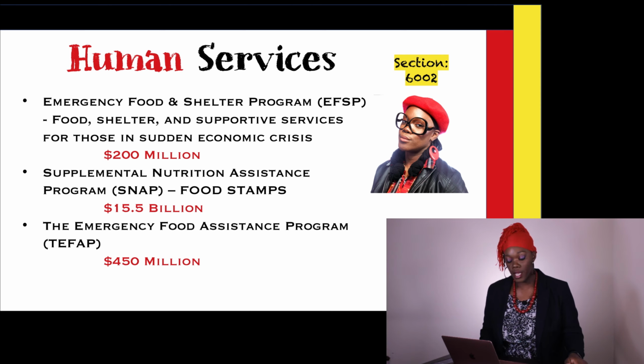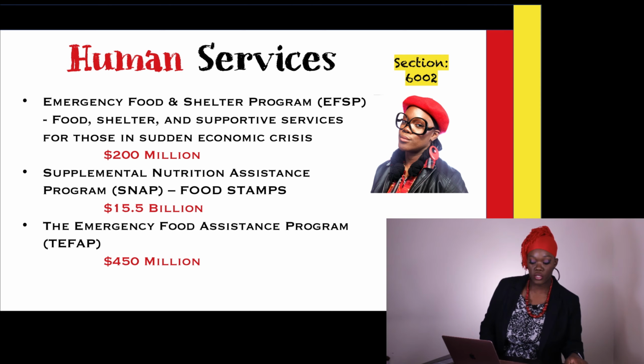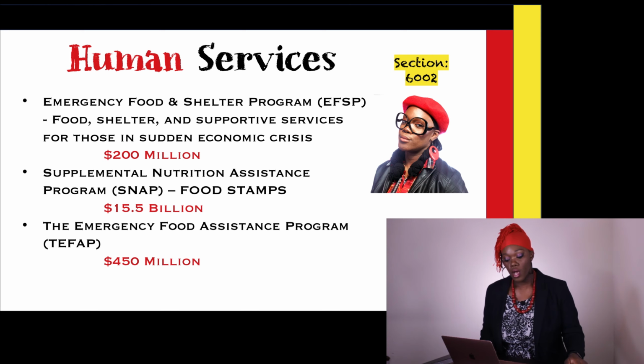Basically, the Emergency Food and Shelter Program got $200 million. The Supplemental Nutrition Assistance Program, SNAP, aka food stamps, got $15.5 billion. The Emergency Food Assistance Program also got $450 million.